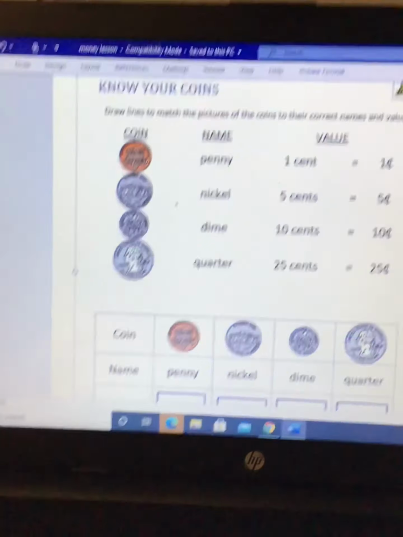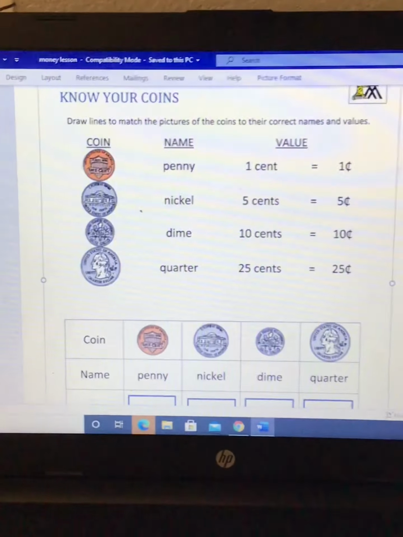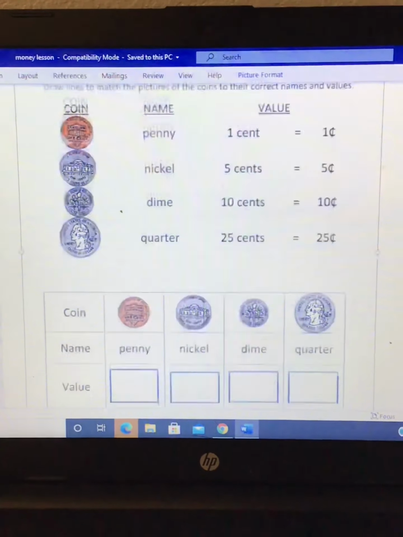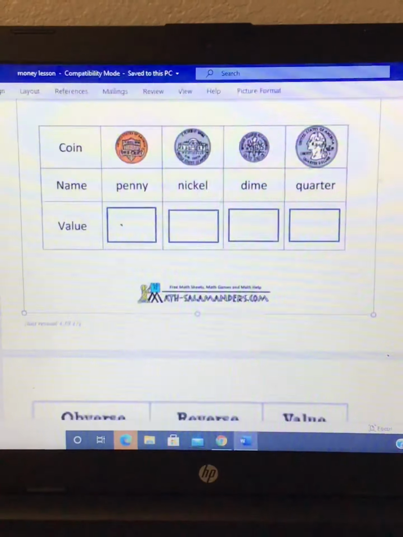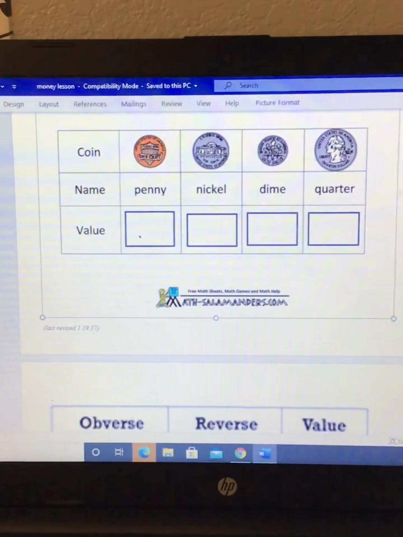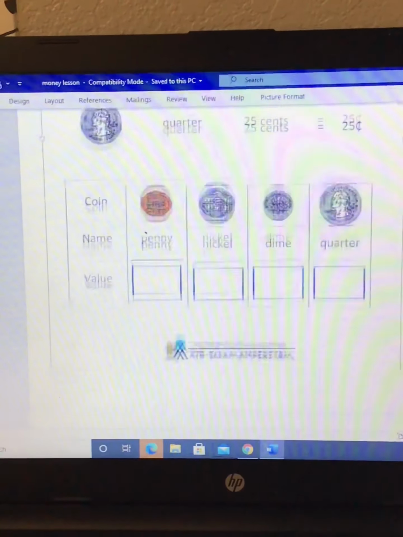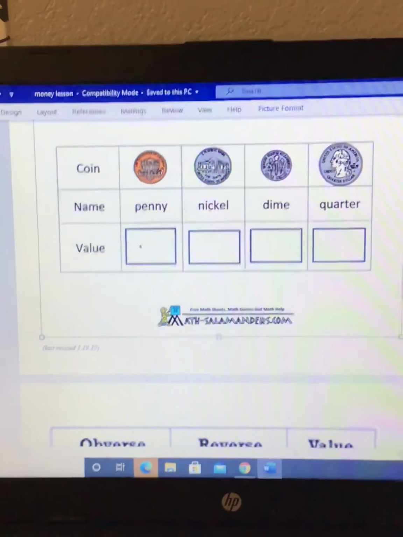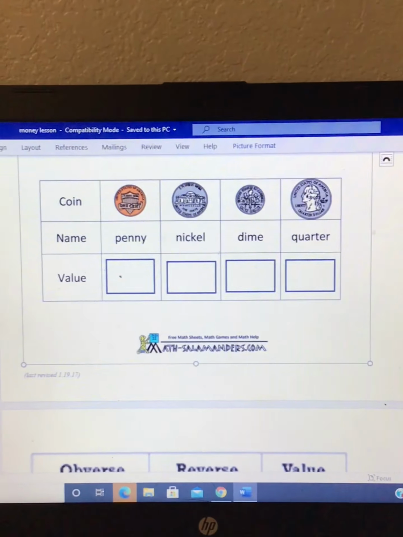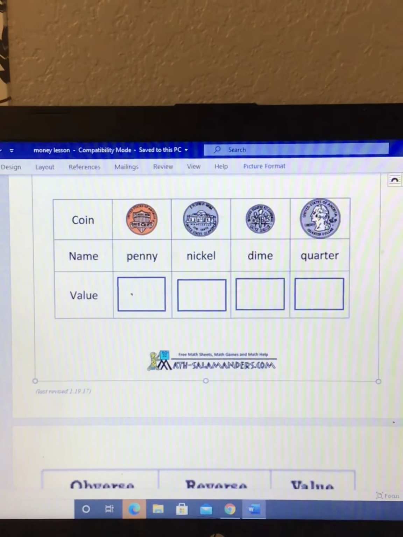You guys see? And as you're working on that worksheet, you're going to fill in the value. Now don't cheat and look up here because we already did that. Just do it off your memory. Or we can do it together too if you need to.